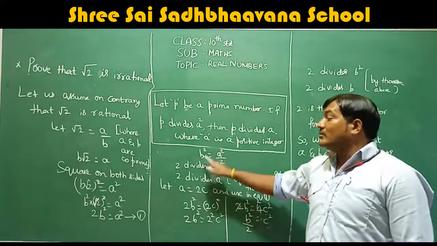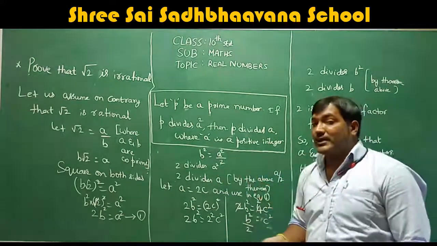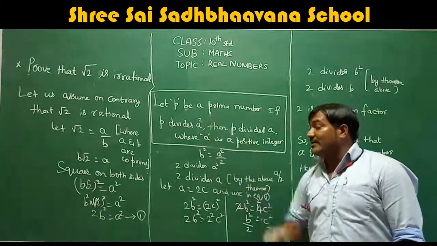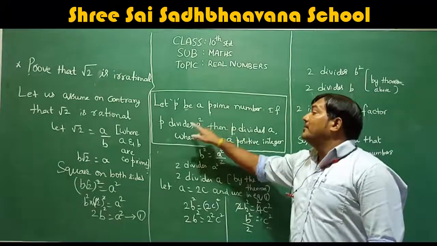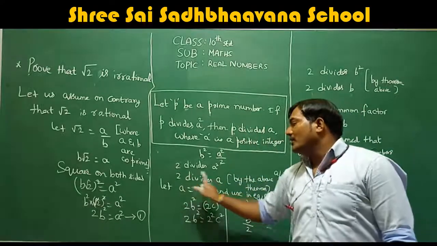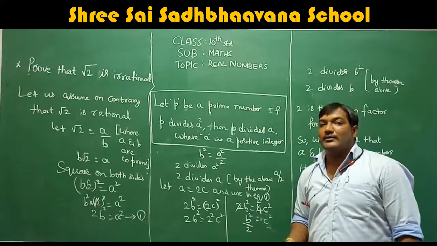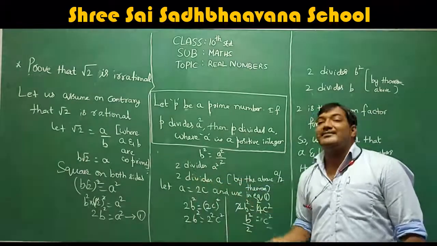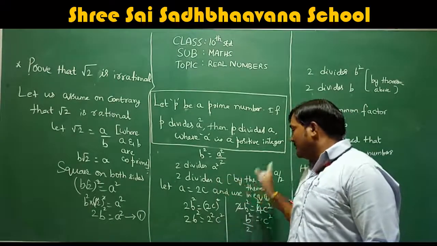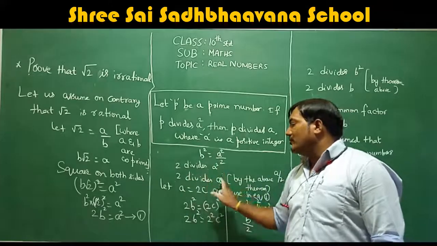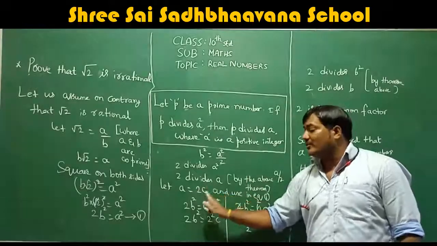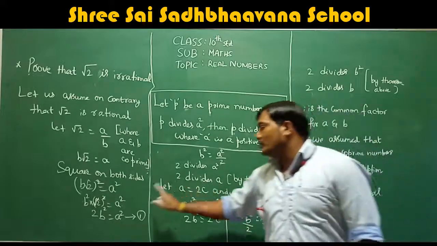So now what we got, b square is equal to a square by 2, because 2 will go in the denominator here. And from this theorem we can say that if p divides a square, obviously p divides a also. If 2 divides a square, 2 divides a also. Okay? If 2 divides a square, 2 divides a also. Similarly, by the theorem above, 2 divides a square, we can conclude that 2 divides a.